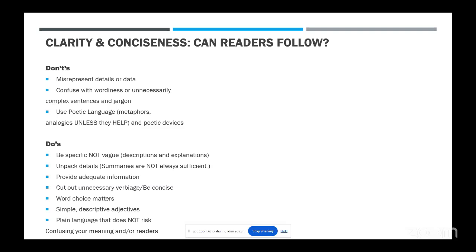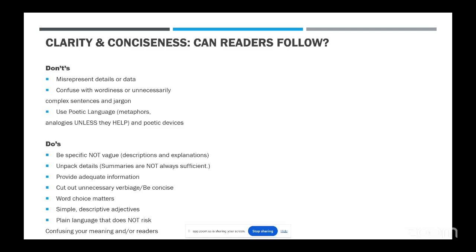You do not want to confuse your readers with extra wordiness or unnecessarily complex sentences and jargon. Now, listen, when you're using APA as a scientist, as an engineer, as a psychologist, as a speech therapist, as a social worker, or in those many other scientific fields, for some people it may go over their heads. But let's go back to our objective. Can readers follow?